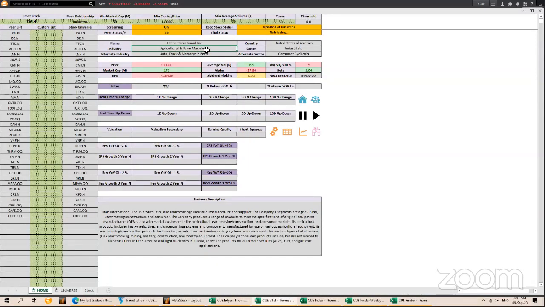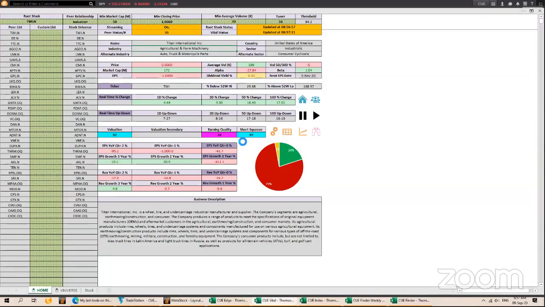Now, interestingly, you will see sometimes different groups like Standard and Poor's, Morgan Stanley, Thomson Reuters may tell a company's industry is different. So in this case, TWI is in agricultural and farm machinery and also auto trucks and motorcycle parts. You could say it is in both. So which one will you use? We can read the business description. We can write, but we cannot alter the business description. We can read it and it looked like it is more appropriate to evaluate it using agricultural and farm machinery.